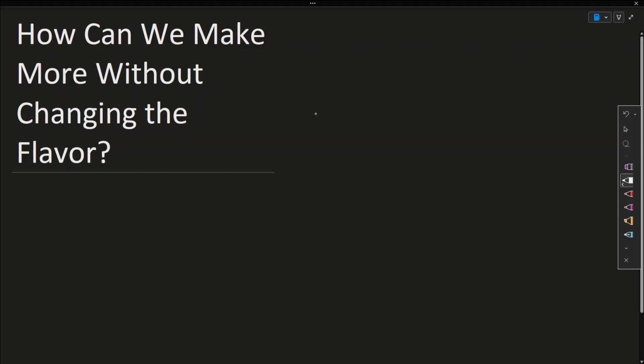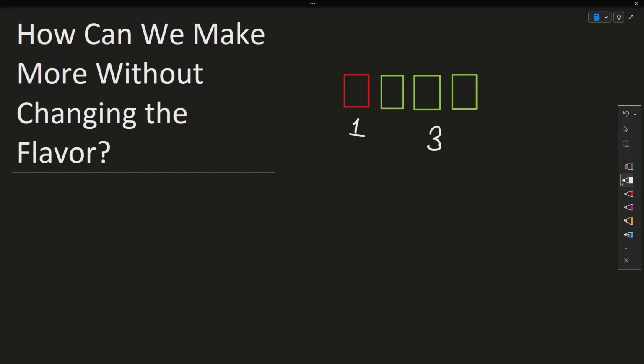Welcome! In this video, we are going to think about making a mixture larger without changing its flavor or color. Suppose we have 4 identical containers. 1 is filled with red punch and 3 are filled with lemon lime soda. All 4 containers are poured to the same level. So our mixture is 1 container of red punch and 3 containers of lemon lime soda. This matches mixture A from the previous videos.